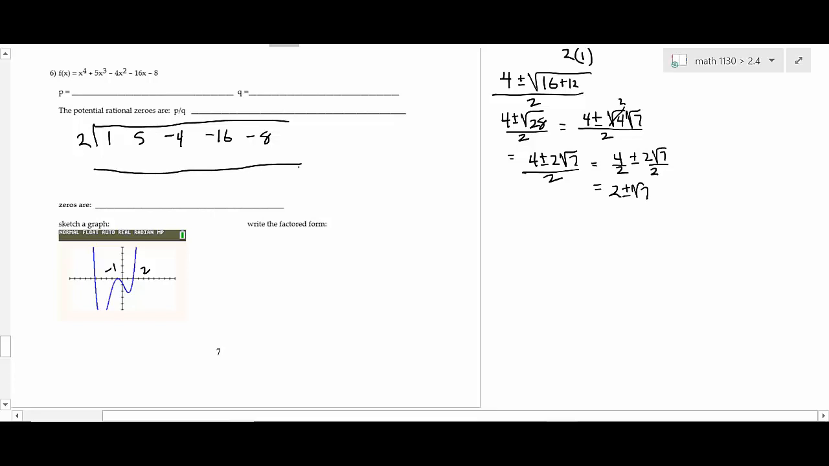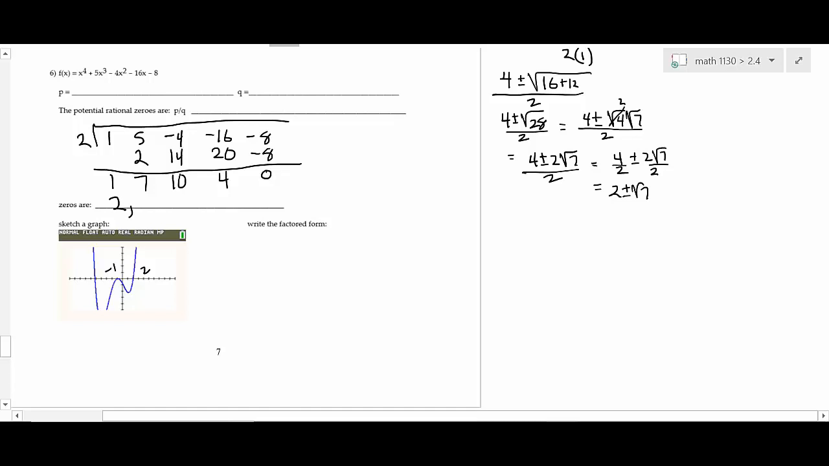Okay, if the remainder is 0, then it's a 0. So we just bring that down, do that real quick. 1 times 2 is 2. 5 and 2 is 7. 2 times 7 is 14. That's 10. 2 times 10 is 20. That's 4. 2 times 4 is 8. So we have that. So without a doubt, our first 0 is a 2.